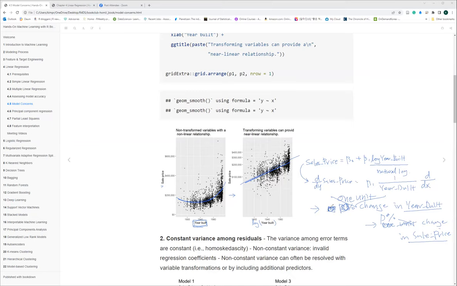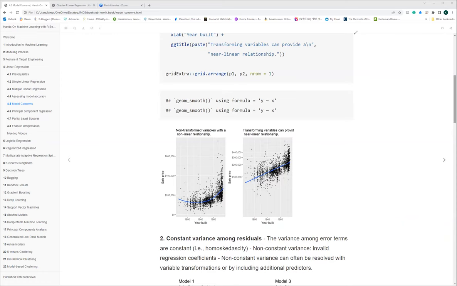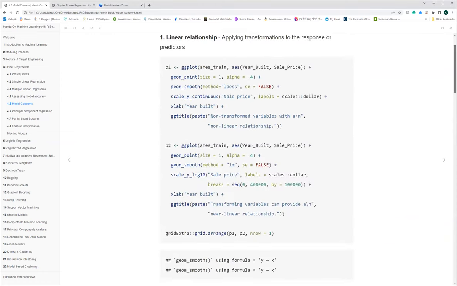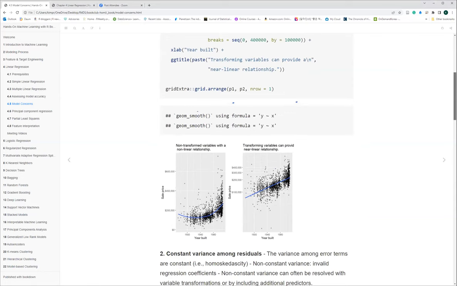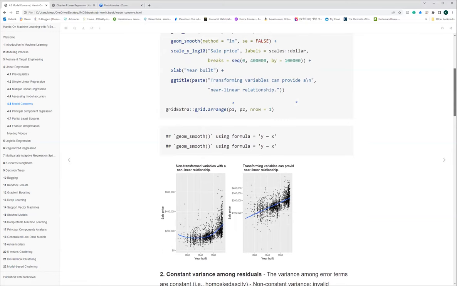Sorry about that. Yeah, Keuntae. I have a comment. If you can go a little bit up, to check the function that is creating the plot. The log there, scale_y_log10, that log is applied to the sale price. It's not applied to the year built. I recognize it because when you go back to the plot result, the scale of year built doesn't change, but the scale of the sale price has changed there.